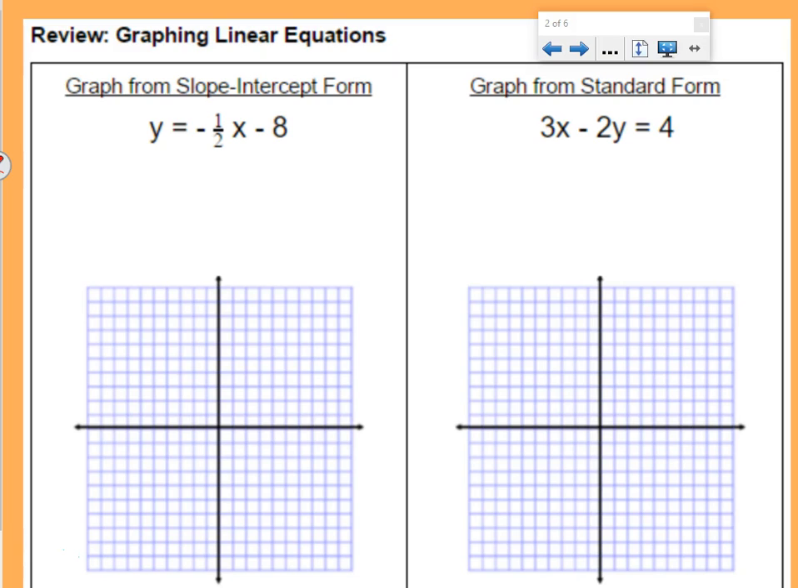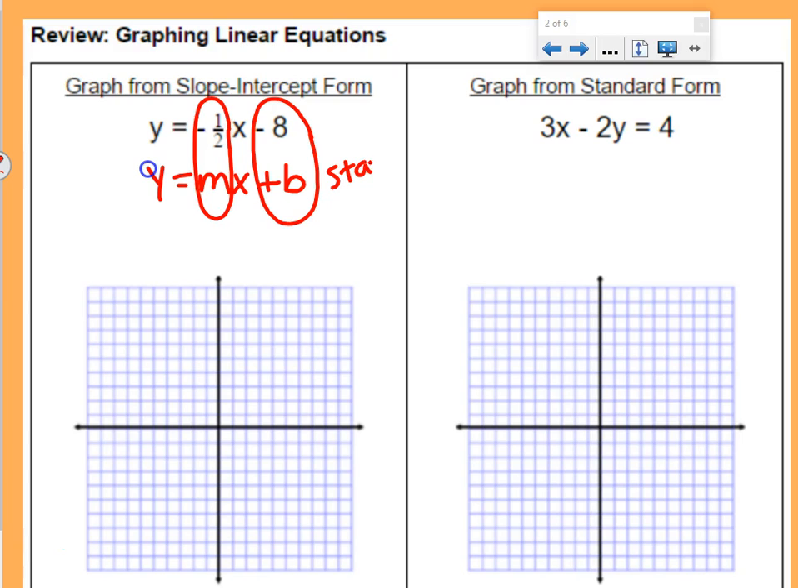When it's already in slope-intercept form, y equals mx plus b, identify your m, -1/2, and identify your b, -8. We always start with our b, and that goes on our y-axis. So we're going to find -8 on our y-axis. Starting in the middle of our graph, we go down 8: 1, 2, 3, 4, 5, 6, 7, 8. Right there is our y-intercept.